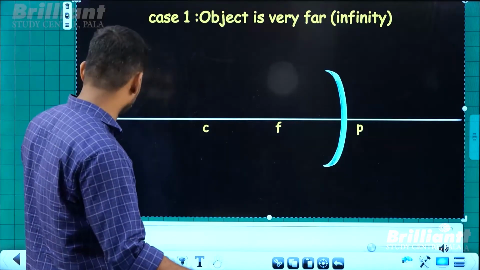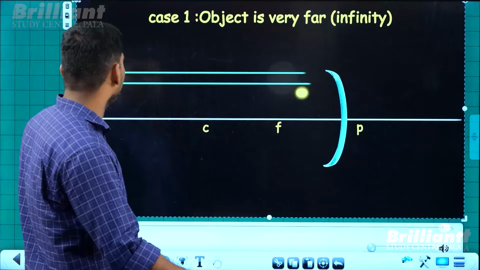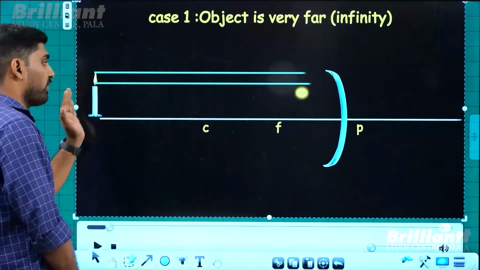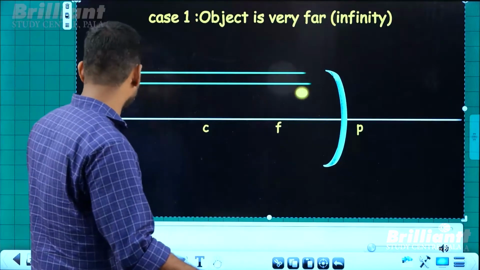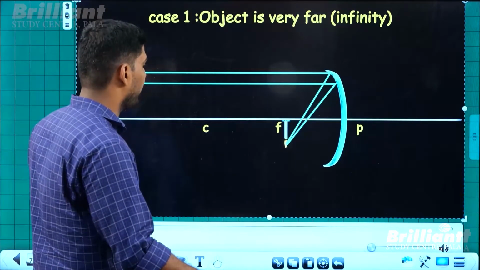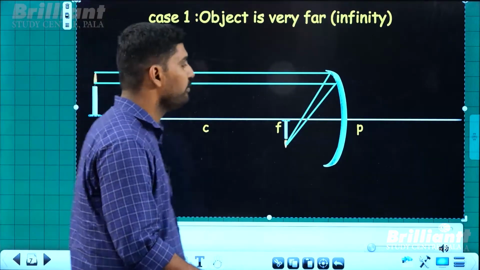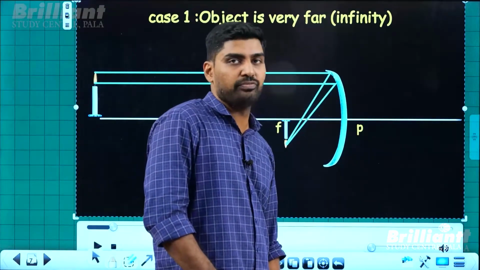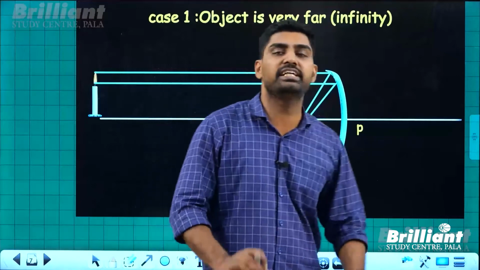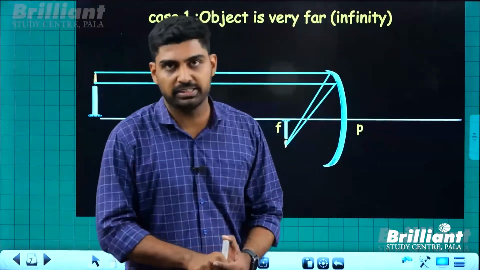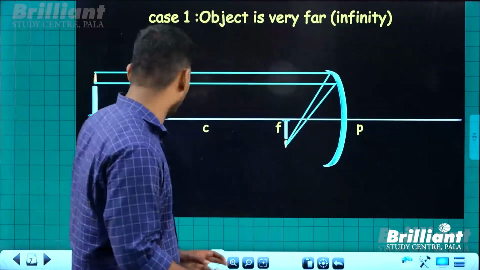And you can see the pole and the center of curvature. The object is placed very far, not a comparable distance. You can see that these light rays after reflection are formed at the focus. We can say they are meeting at the focus. Right? We will get an inverted, highly diminished image here.